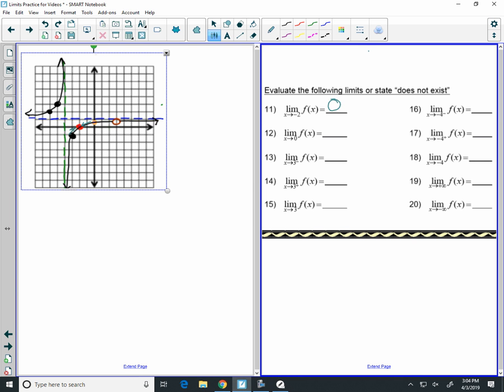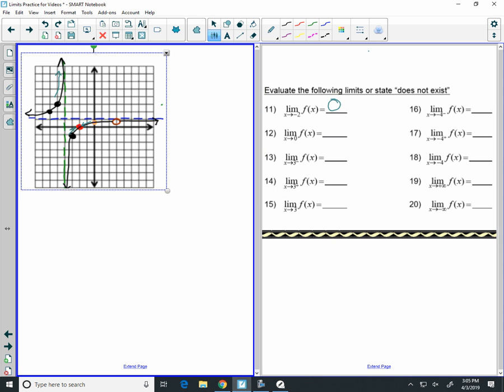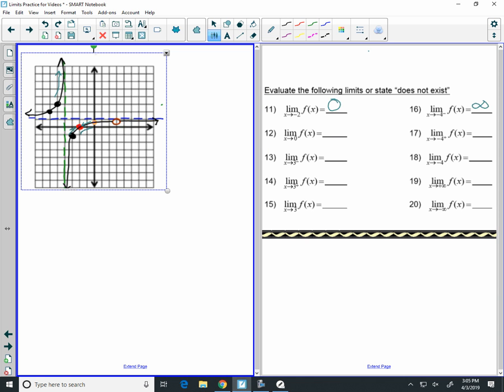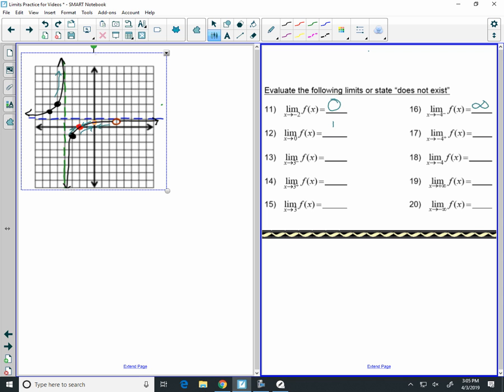As we approach 4 from the left, we're going up towards positive infinity. Oh, sorry, I just jumped to 16. I guess I can go down the column here. We'll come back to that one. Let's do 0. Our two-sided limit as we approach 0. So from both directions here, from the left and from the right, we're going to 1/2.